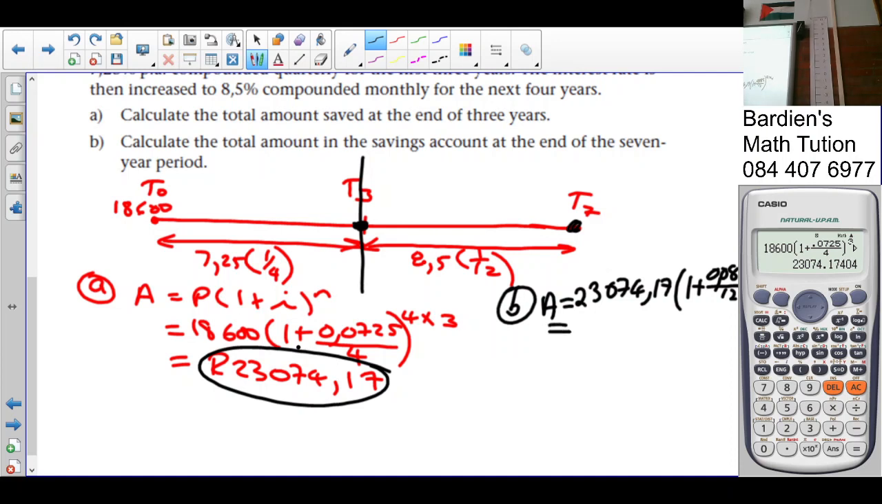So that's going to give us the answer. Remember, answer is the last answer calculated on the calculator. So answer into 1 plus 0.085 over 12 to the exponent 12 times 4. Gives you a total of 32,379 rand and 18 cents.